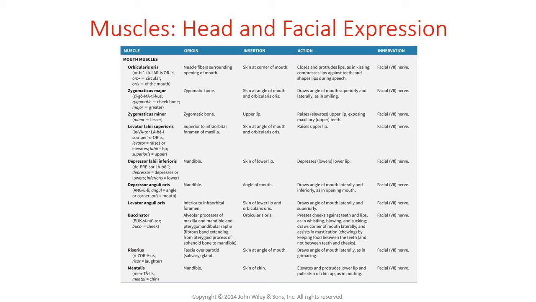Now, there are other cranial nerves that will work with other muscles in and around the skull, and I'll point those out to you as best I can. But again, the facial nerve is your go-to nerve for any kind of muscle of facial expression.